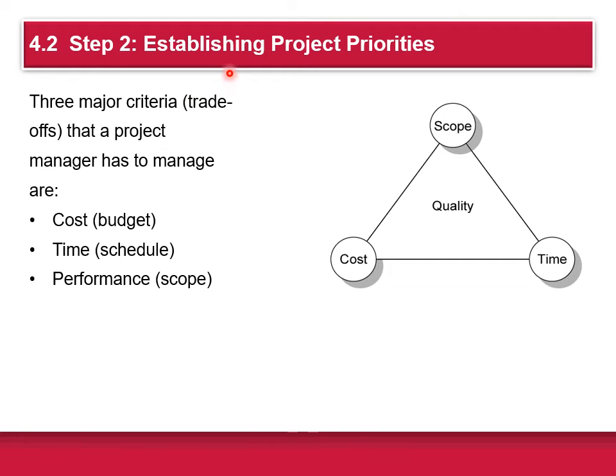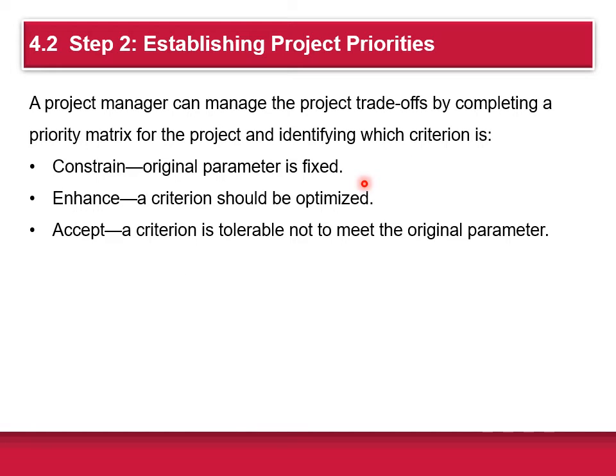So how do you establish the project priorities? Well, you really have 3 competing criteria, trade-offs that the project manager has to manage. These are cost, the budget; time, the schedule; and performance, the scope. And these are in competition with each other. So a project manager can manage these trade-offs by completing a priority matrix for the project and identifying which criterion is constrained, enhanced, or accepted.